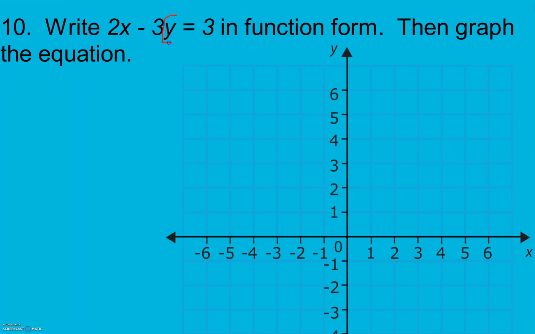Function form here means we're solving for y. My first step then is to get rid of my x's, and to get rid of a positive 2x, I have to subtract. Again, we're going to bring the sign with that y. Always take the sign with our numbers. We put our x's first, negative 2x plus 3 because our 3 is positive. And then to get rid of our negative 3, we have to divide. Y equals positive 2/3 x minus 1.